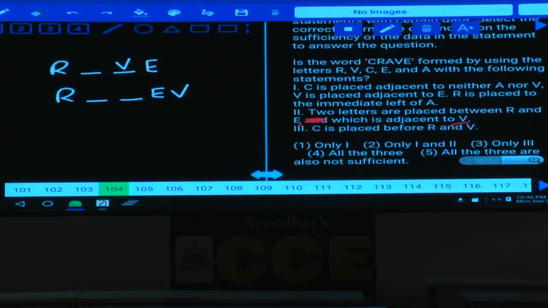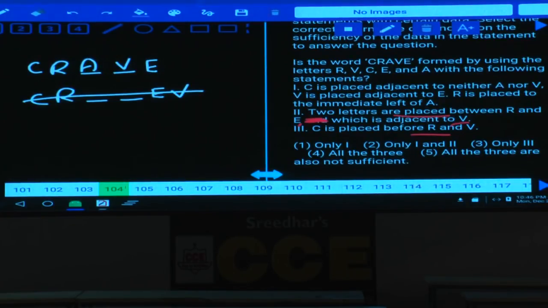C is placed before R and V. Now in the second case, what happens here? If you place C before R and V, we have 6 letters, which is not possible. Hence C is placed between R and V. Two letters are placed between R and E, and E is adjacent to V, and C is placed adjacent to neither A nor V.